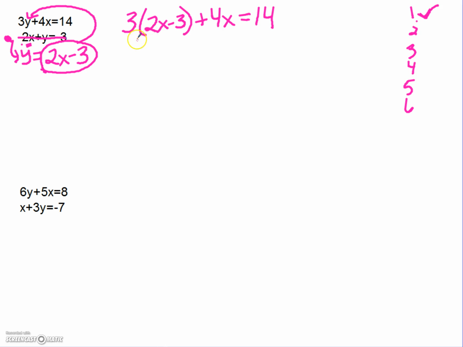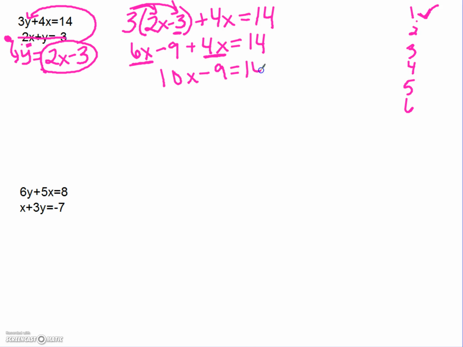Okay, so the first step when we use our order of operations is parentheses, so we must distribute first. So 3 times 2x is 6x, 3 times -3 is -9. Then, of course, we still have our plus 4x equals 14. Okay, so I have distributed. Now I go to combining like terms. So I have a 6x and I have a 4x. That gives me 10x minus 9 equals 14.